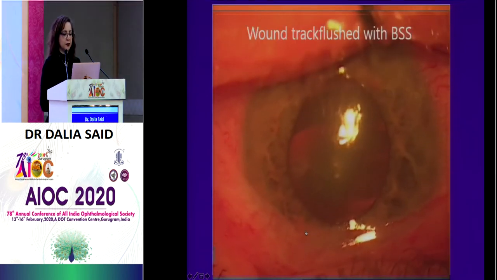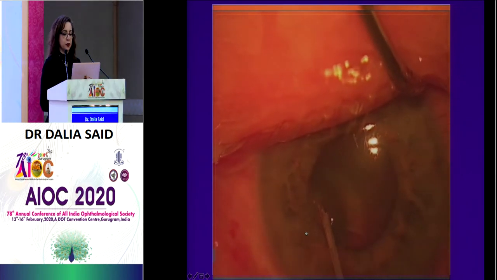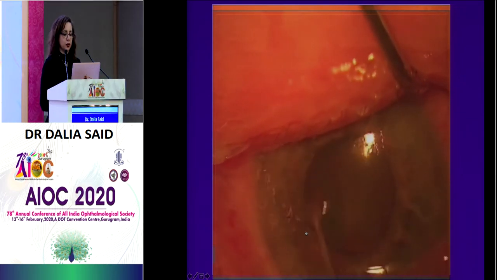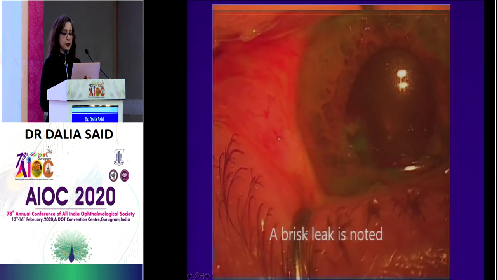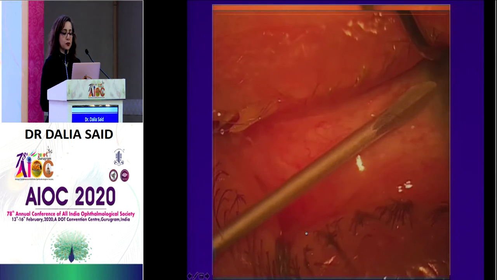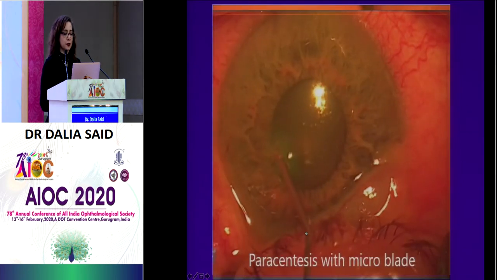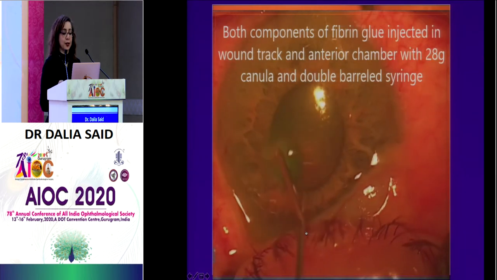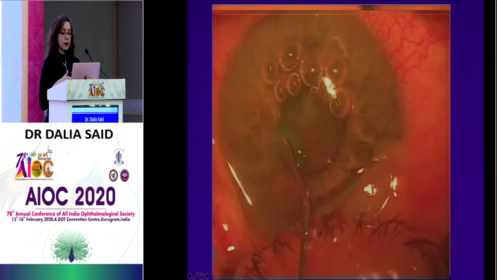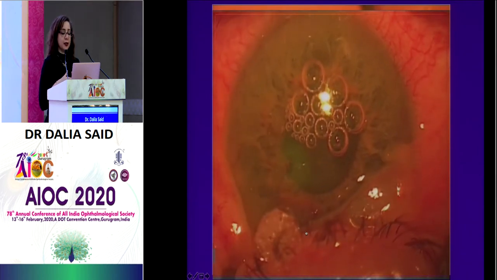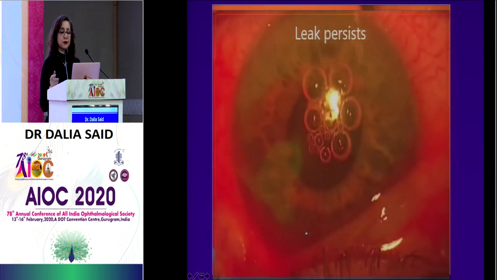So you can see the foreign body is removed, the wound is flushed and very brisk. Put fluorescein, very brisk leak, you can see coming out from the AC. Always do a paracentesis because you never know when you'll need it. We didn't need it in this case, but it's good to put it. Then we tried with the cannula to inject both the thick and thin components together, but it still leaked. So you can see here there is still leak even though we've injected some fibrin glue in the wound.